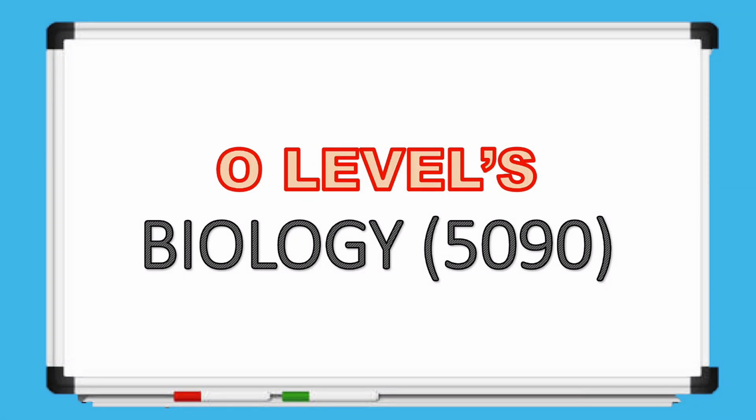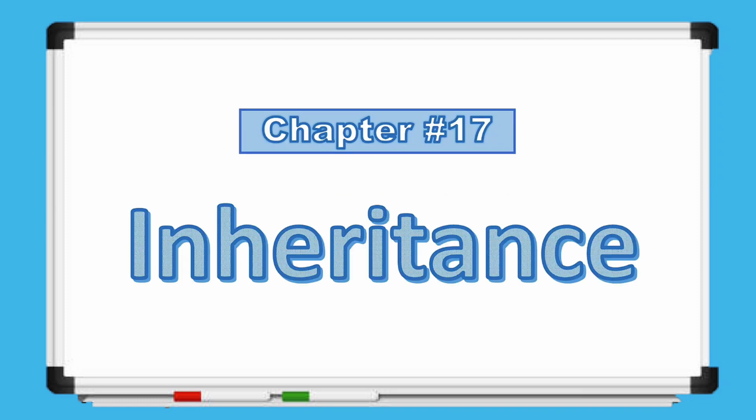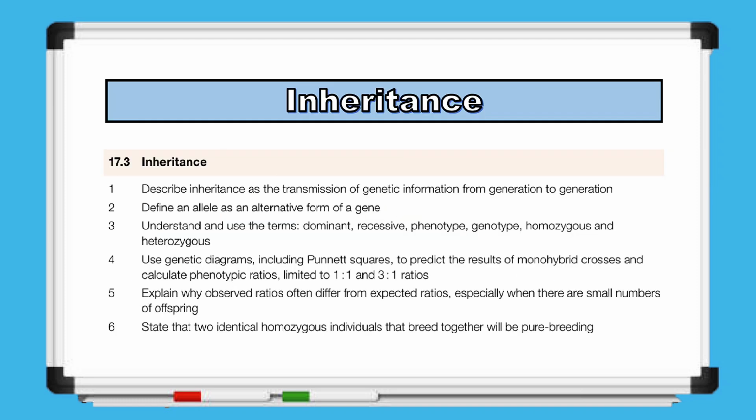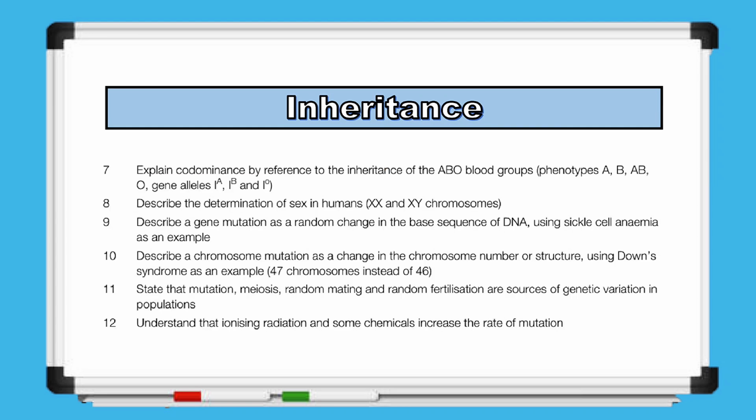This is your guide to preparing for your O-Level Biology Cambridge examinations. We are currently studying Chapter 17, which is Inheritance. Today, we will begin Unit 17.3, which focuses on inheritance, meaning how traits are passed from one generation to the next. In this unit, we will go through the key specifications that you need to understand, so let us begin.